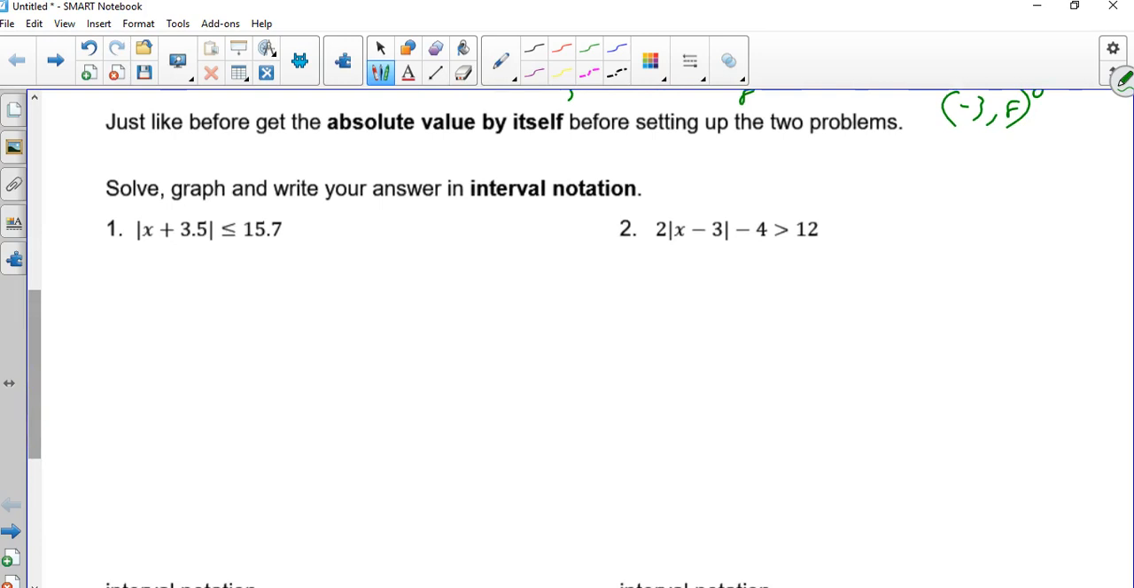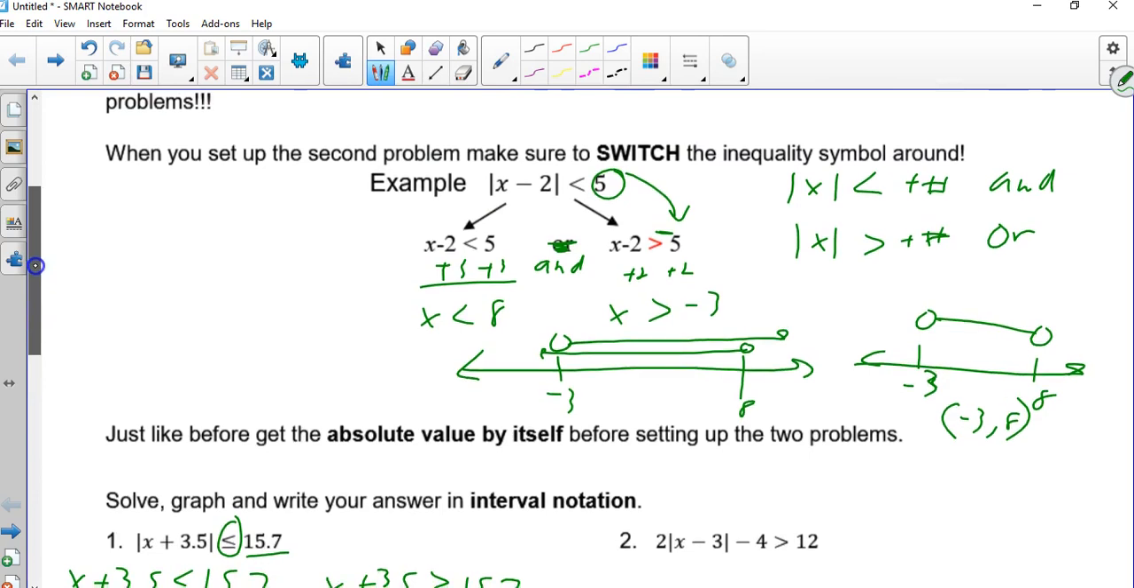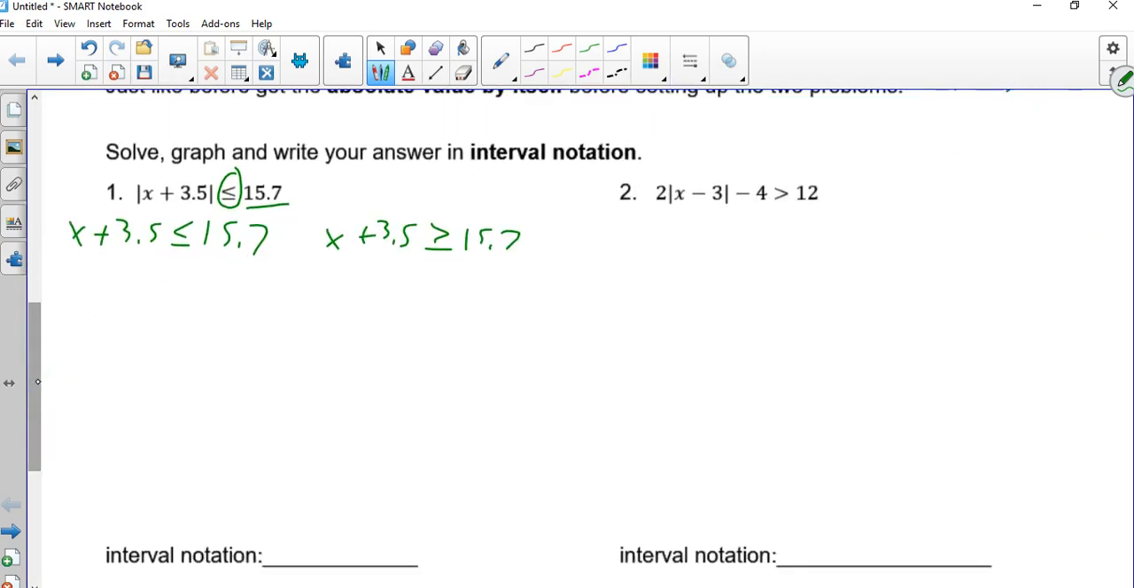So here we go. The absolute value is already by itself. This is a positive number. We're good to go. X plus 3.5 is less than or equal to 15.7. You just copy it the way it is. You also set it up this way. X plus 3.5 is greater than or equal to 15.7. Now think about, is this going to be an and or an or? Make a prediction and let's see what happens.